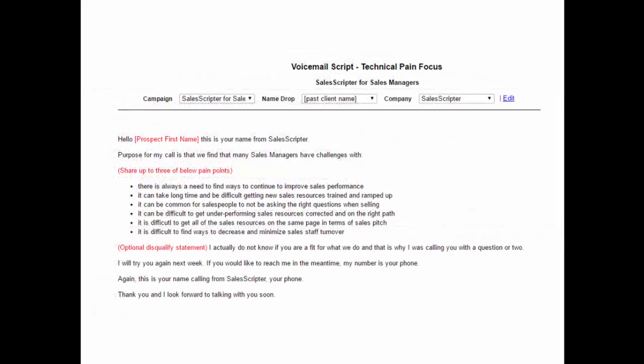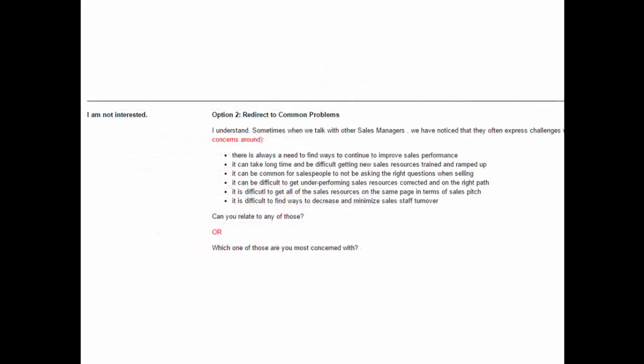Same thing with a voicemail script. These make great voicemail messages. The reason why I'm reaching out to you is I work with a lot of people like you, and they often have this concern, this concern, this concern. I don't know if you're concerned about any of those, but that's why I'm reaching out, and I'll try you again next week. Your common problems also are good objection responses.